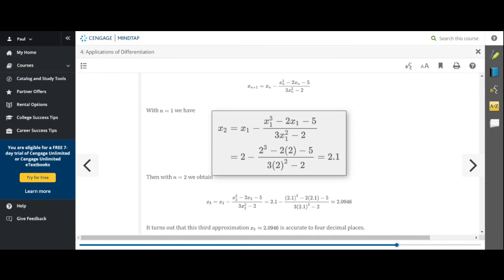All right. Are there any questions on that part? Any questions on that particular part? It's just computation.